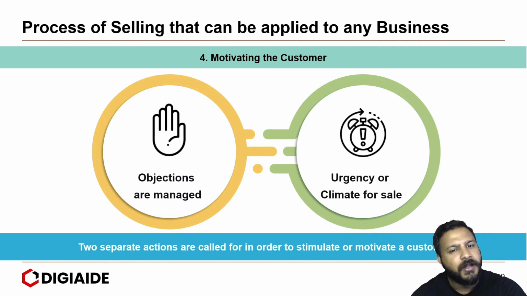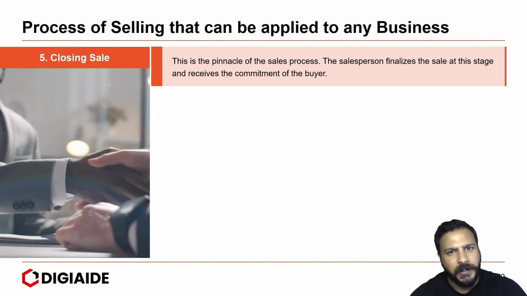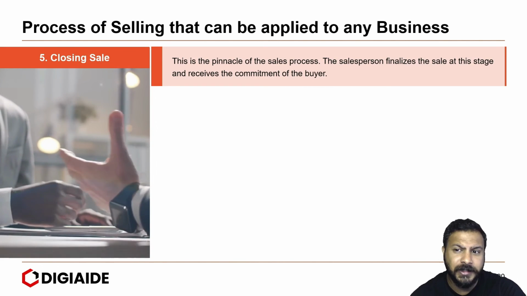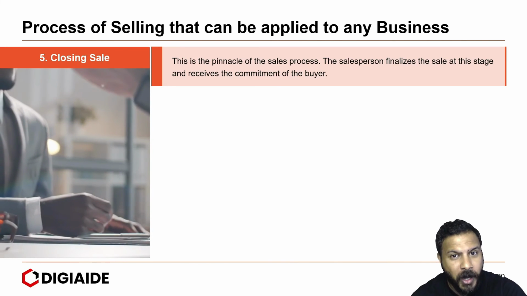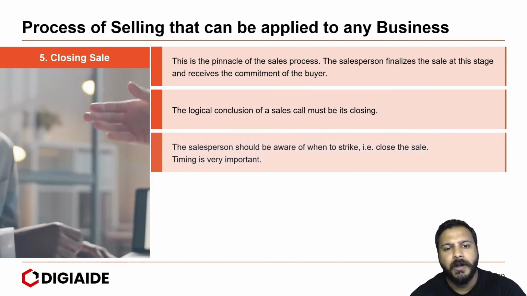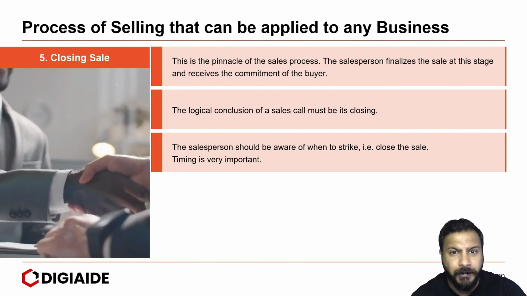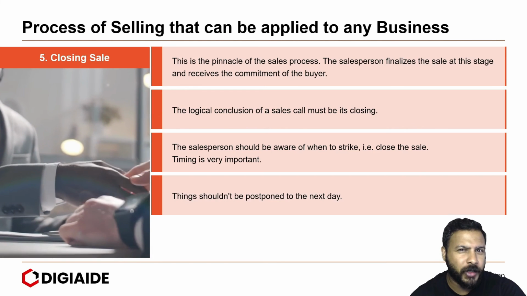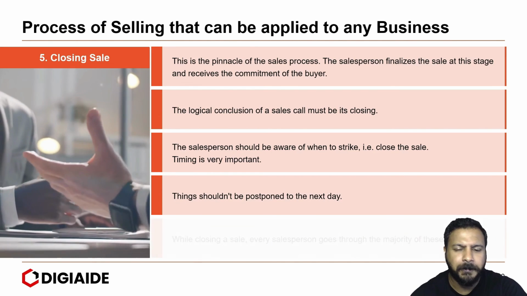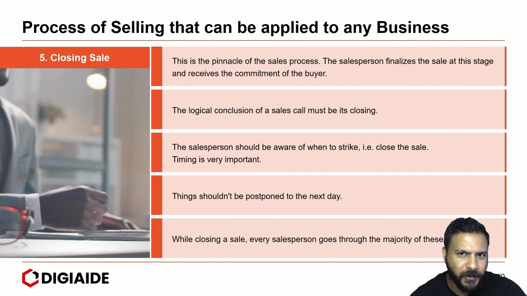Once this is done, then you move to stage 5, that is closing the sale. This is the pinnacle of the sales process. The salesperson finalizes the sale at this stage and receives the commitment of the buyer. The logical conclusion of a sales call must be its closing. The salesperson should be aware of when to strike, that is, close the sale. Timing is very important. Things shouldn't be postponed to the next day because a buyer might change their mind. While closing a sale, every salesperson goes through the majority of these 5 steps that we went through.